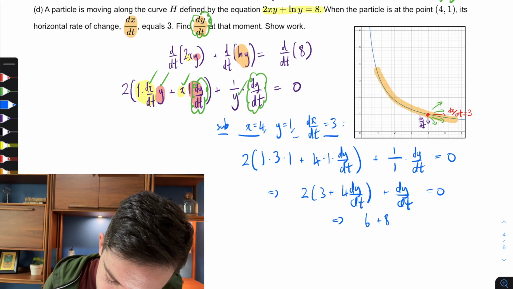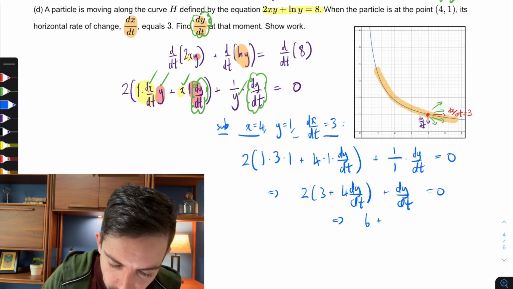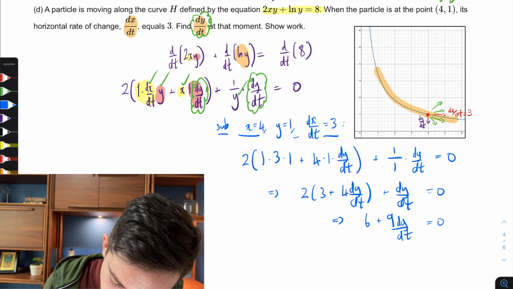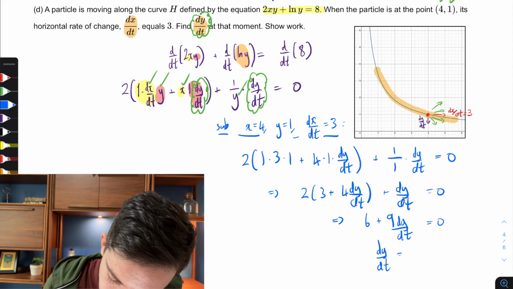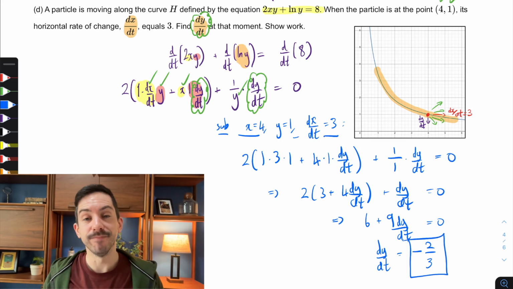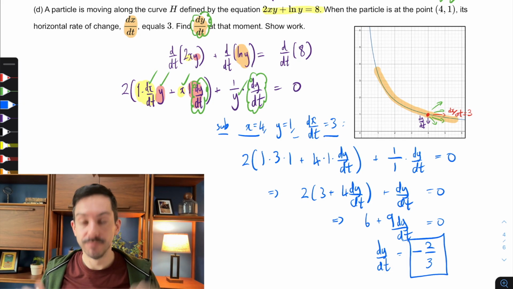So that is 6 plus 8. Oh, but I have that extra one, right? So that's really 9 dy by dt equal to 0. So if I solve for dy by dt, I will get negative 2/3 as my answer. Amazing, we're done.